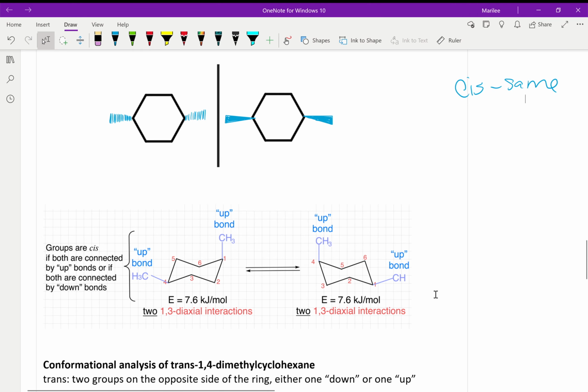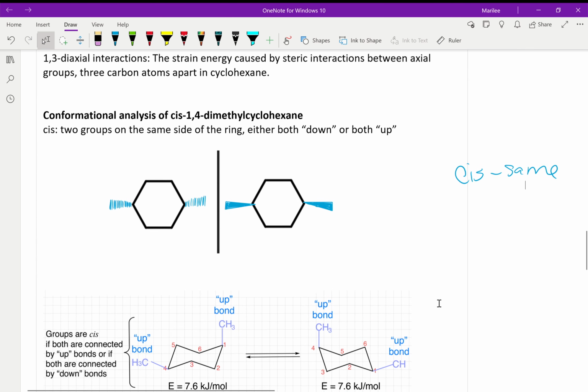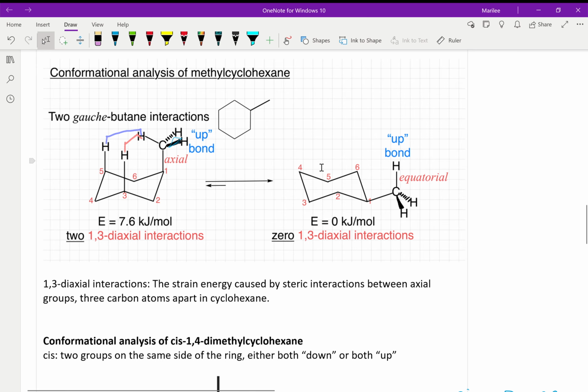And this is the example you guys did in the class. So it's showing how both of them are up in this example. For both of these, you have two 1,3 diaxial interactions. Therefore, it is equal in both forms. It's stable in both forms. I forgot to mention for this, it favors the 0 1,3 diaxial interactions, because here you're getting that cluster, so you want to have the least amount of that, because this is not stable.